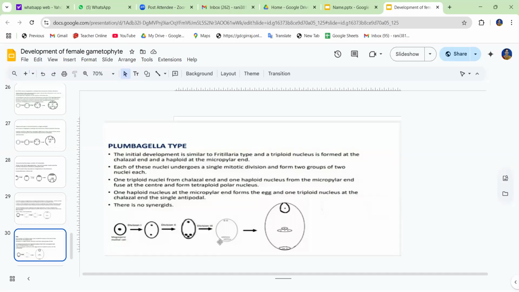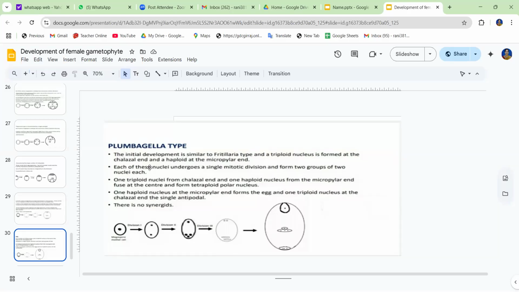So there are no further divisions. The nucleus situated near the micropylar end organizes into the egg cell. The triploid nucleus of the chalazal end forms the single antipodal cell, and of the remaining 2 nuclei, one haploid and the other triploid fuse to form a tetraploid secondary nucleus in the center portion.